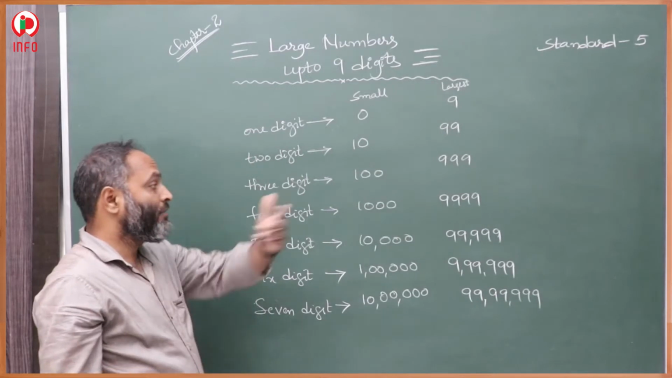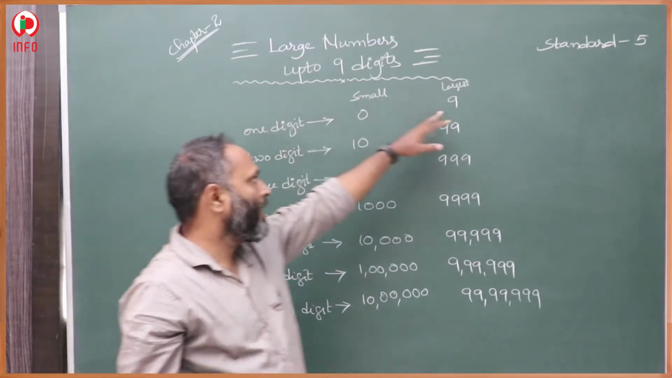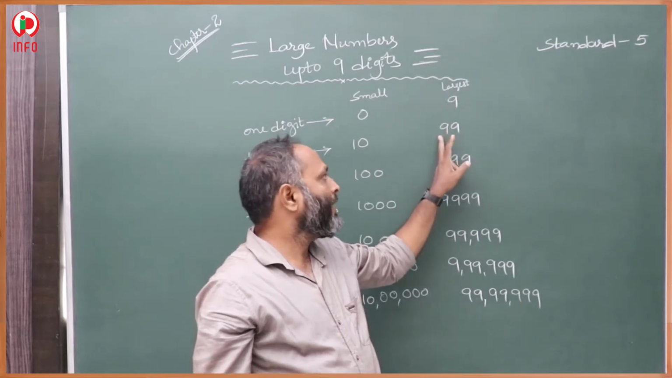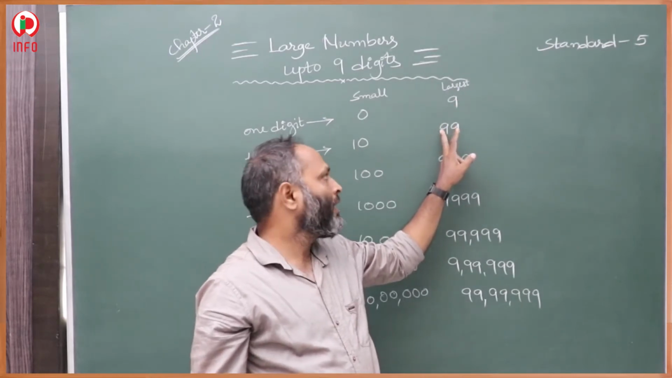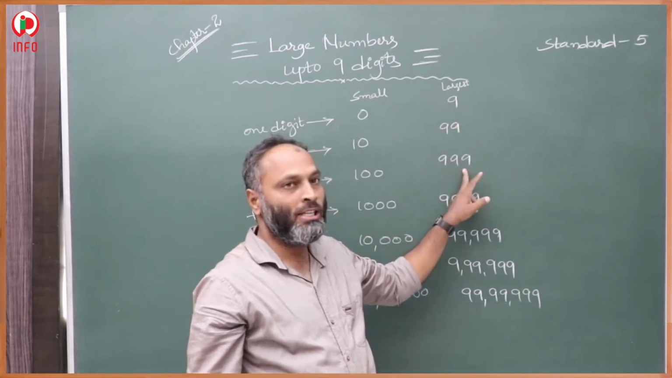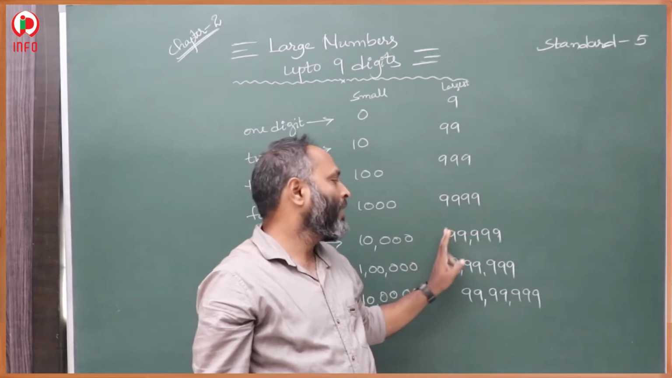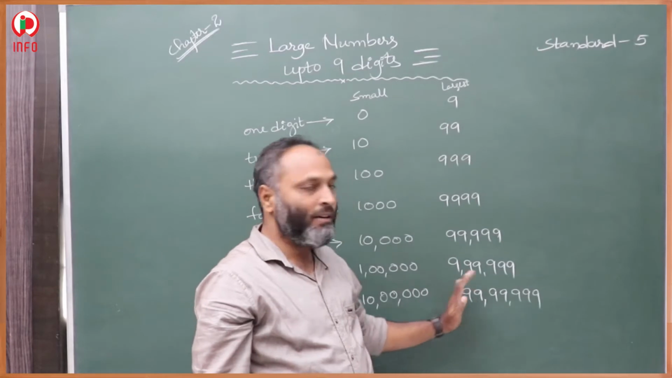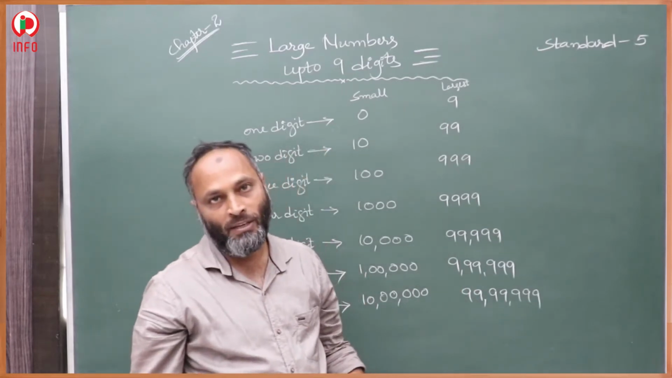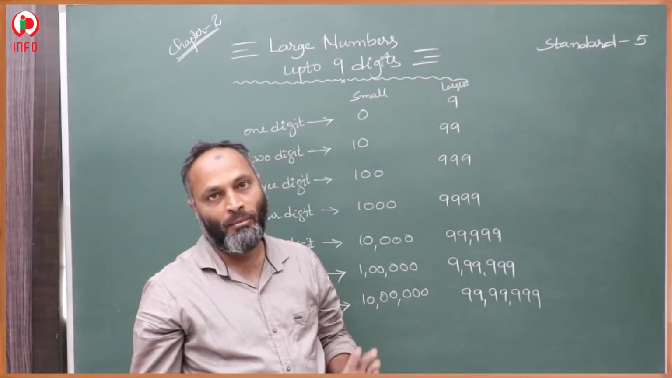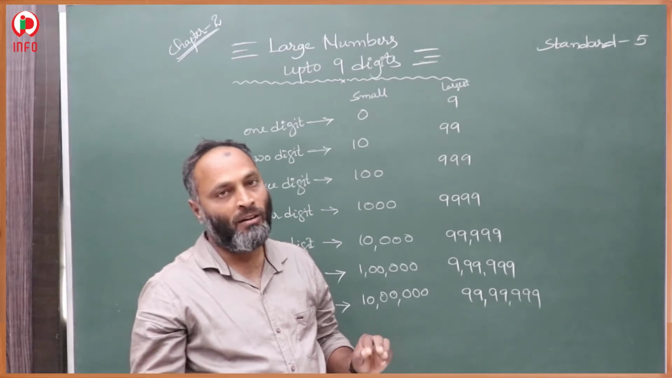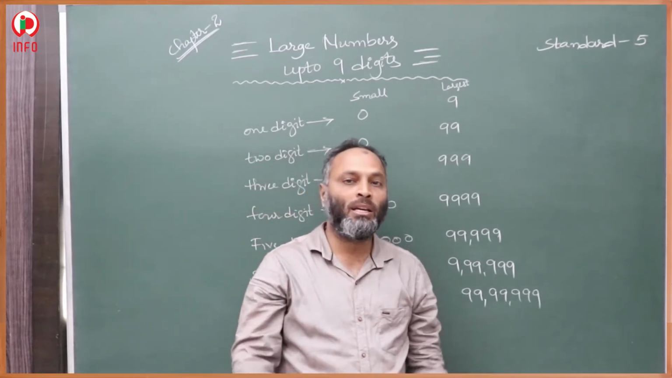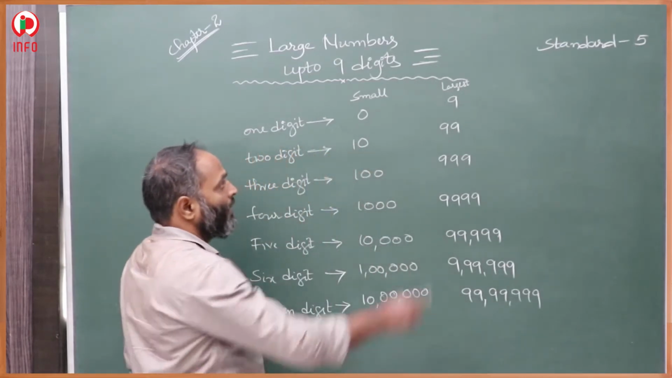Here, one thing is common in all this. The largest single digit number has only one 9. In double digits, 2 nines will come. In 3 digits, 3 nines. In 4 digits, 4 nines. In 5 digits, 5 nines. In 6 digits, 6 nines. In 7 digits, 7 nines, and in 8 digits, 8 nines. So we count the nines, and that is the largest number in that digit. Here, this is the largest number.